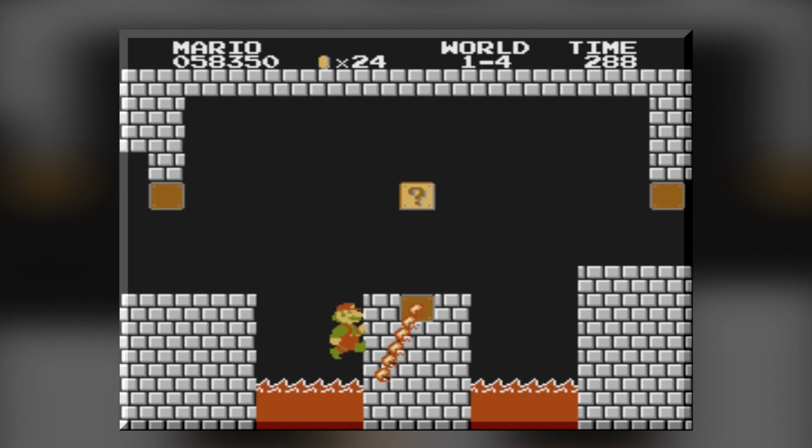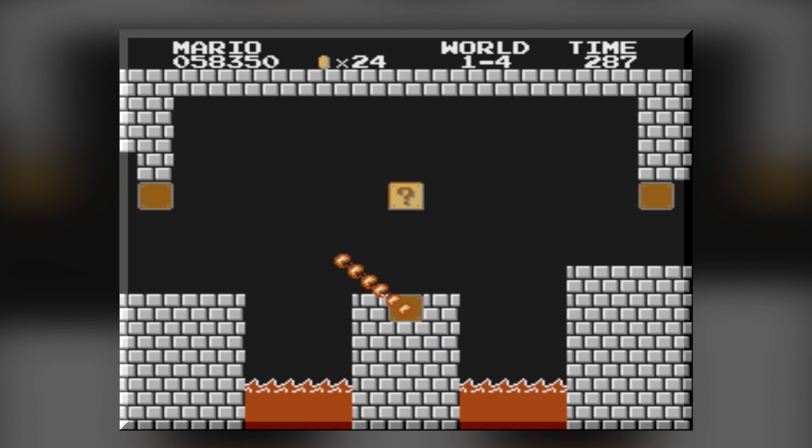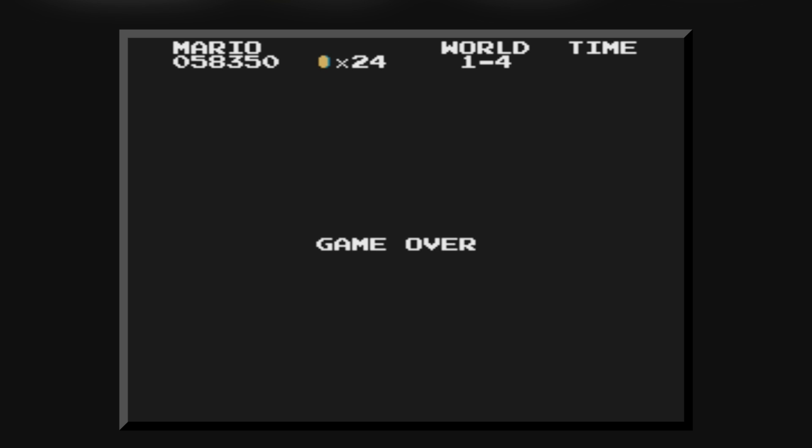Given that Mario dying, which causes a black screen to appear, would interrupt this analysis process, only video footage where players don't die is used.